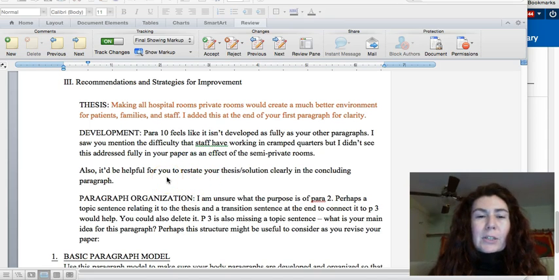If the organization needs to be changed, her structure of her paper was fine, so I didn't include organization in this. I did put down paragraph organization. I thought paragraph 2 was a little nebulous, and then paragraph 3 didn't really have a topic sentence. I wasn't sure what the main idea was. So all of those specific issues of the nitty-gritty of the paper go right here in this section.